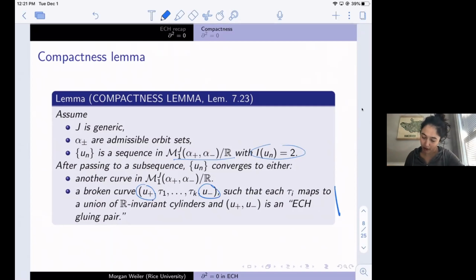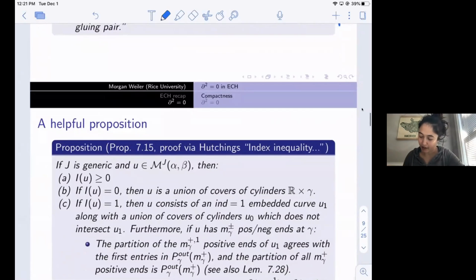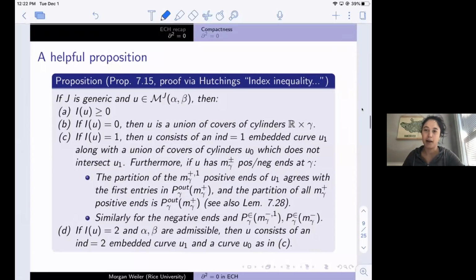Before we do that, though, I need to explain, or I wasn't actually going to include this proposition, and then I realized that throughout this entire talk, I cite it many times. So I thought it would be important to include it. The proof of this in gluing 1 is, I think, fully contained in gluing 1, but it relies on this other proposition, proposition 7.14, whose proof requires a lot from the paper, index inequality for embedded pseudo-holomorphic curves in symplectizations. So I'm not going to explain the proof of this proposition, but this is kind of the key to everything.